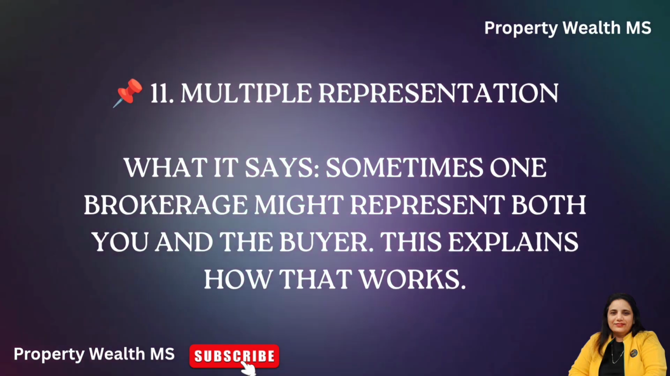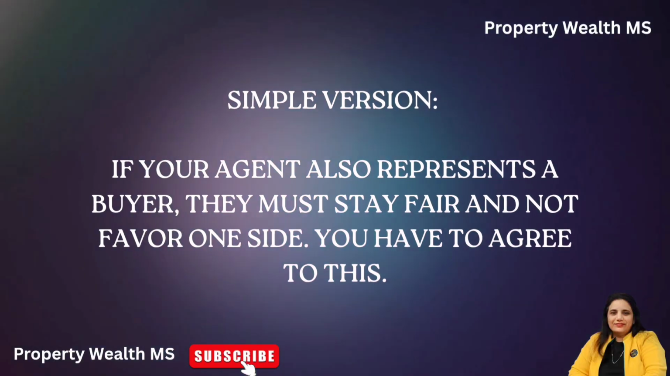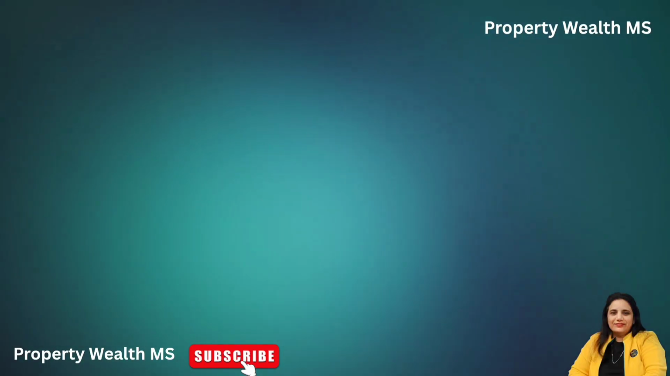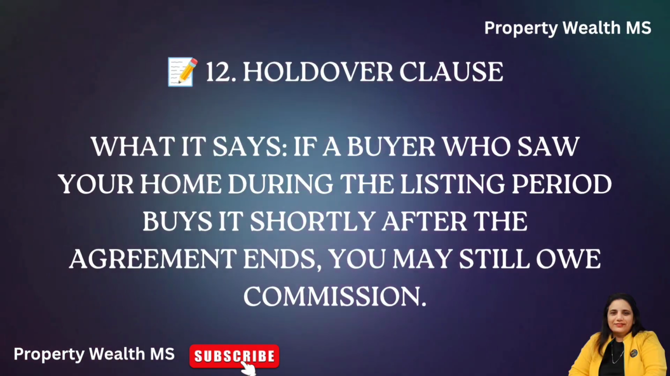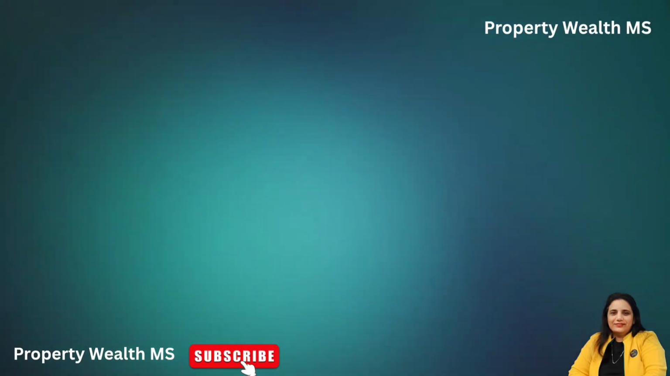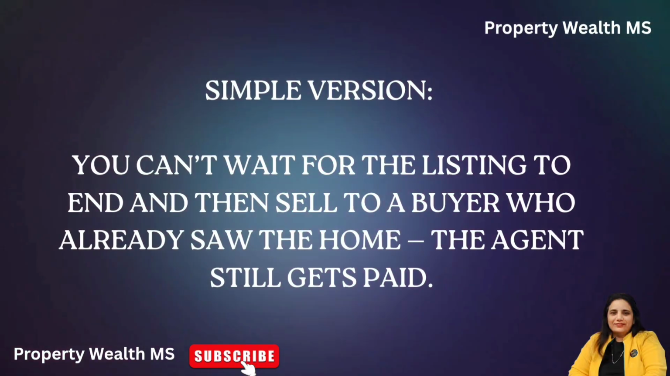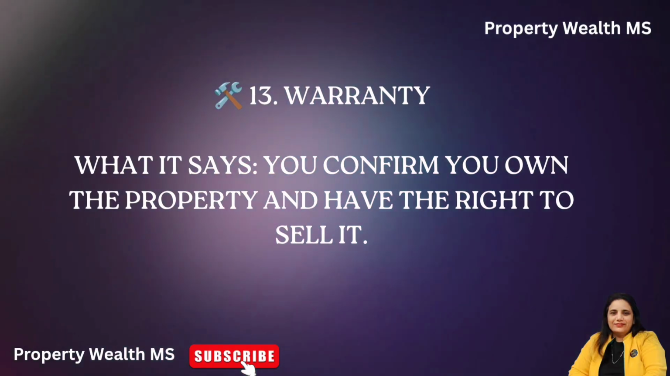The multiple representation clause says sometimes one brokerage might represent both the buyer and seller. This explains how it works. In simple terms, if the agent also represents a buyer, they must tell you and agree to it in a written agreement with you. Next is the holdover clause. If a buyer who saw your home during the listing period buys it shortly after the agreement is done, you must still owe the commission.